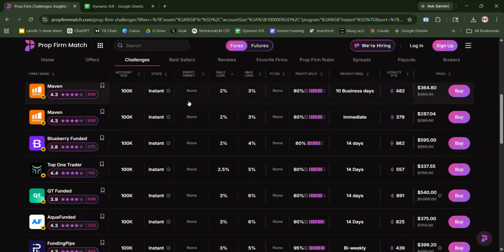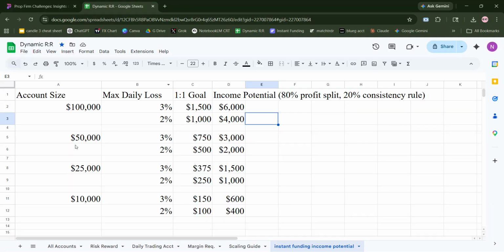So what I did was I threw together a quick tool here on this spreadsheet and I looked at, okay, what are some max daily losses and then a 1-to-1 goal that a person could set. And then how much money could they make, assuming, and every firm is different, but these numbers assume an 80% profit split and a 20% consistency rule, meaning that after 5 trades, as long as no more than one trade accounts for more than 20% of your profit, then you'll be eligible for a payout.